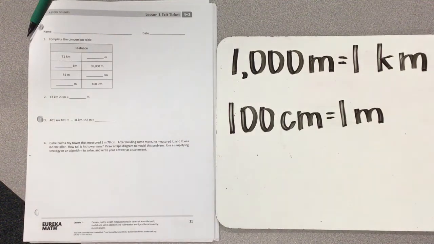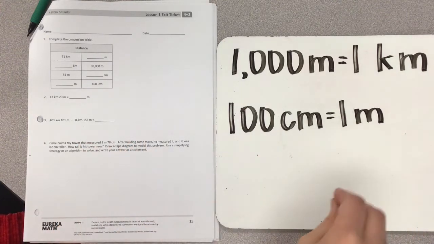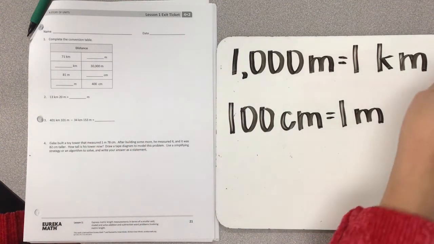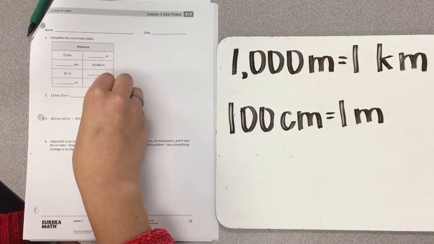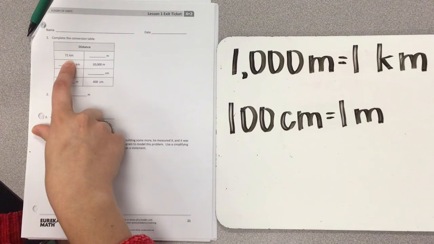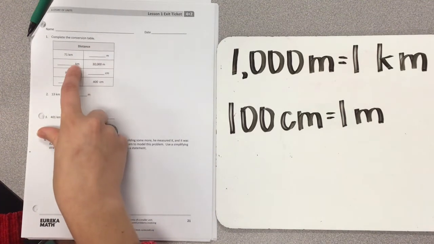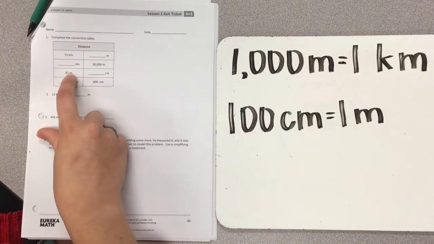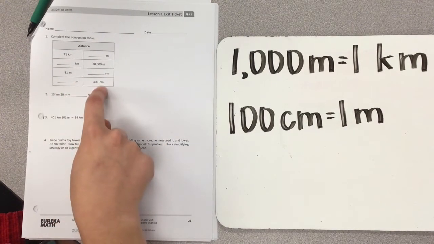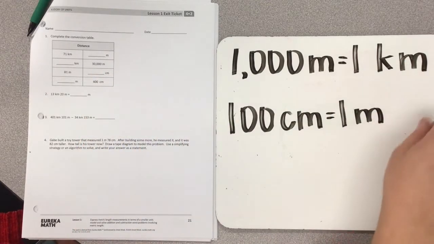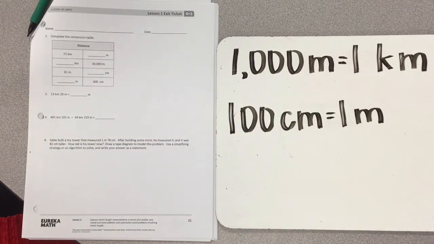All right, so today we are starting off Module 2 by doing Lesson 1's exit ticket. Now, for me, it's helpful to have this information on the side because knowing these conversions is going to help me solve the rest of my problem. Our first table is asking us to convert from kilometers to meters, and from meters to centimeters. So having this little key on the side helps me solve.